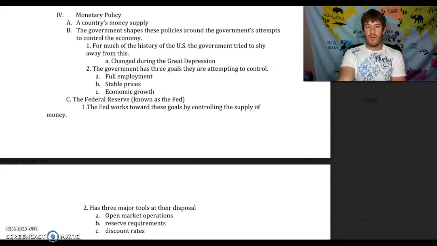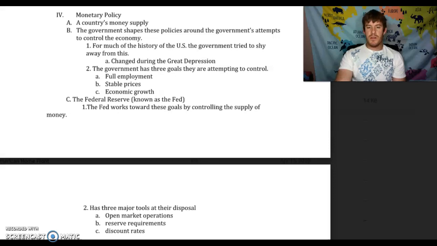Today we are going to round out our conversation about fiscal policy. We're going to talk about monetary policy, which, guys, is basically the money supply. So a country saying, okay, this is how much money we want to have out in circulation that people can use to buy things. And so the government shapes these policies in an attempt to control the economy. That is really the purpose of that.